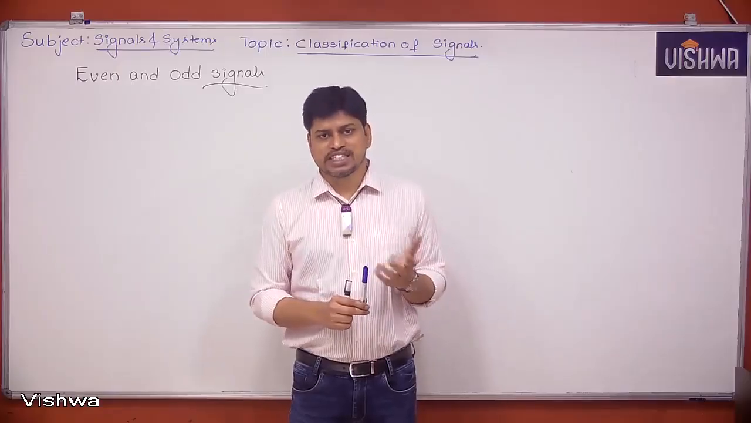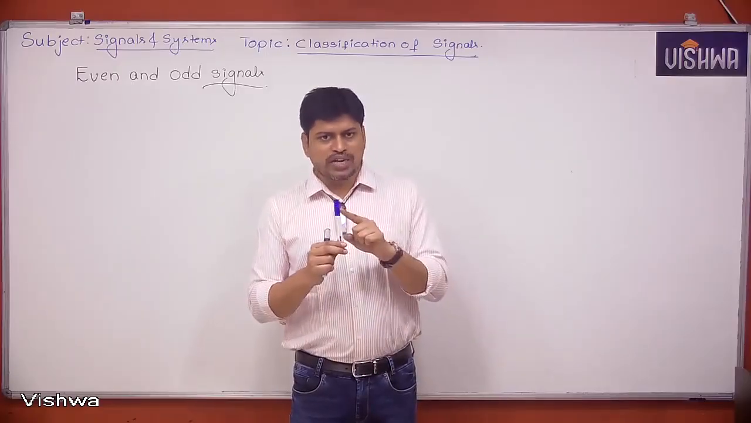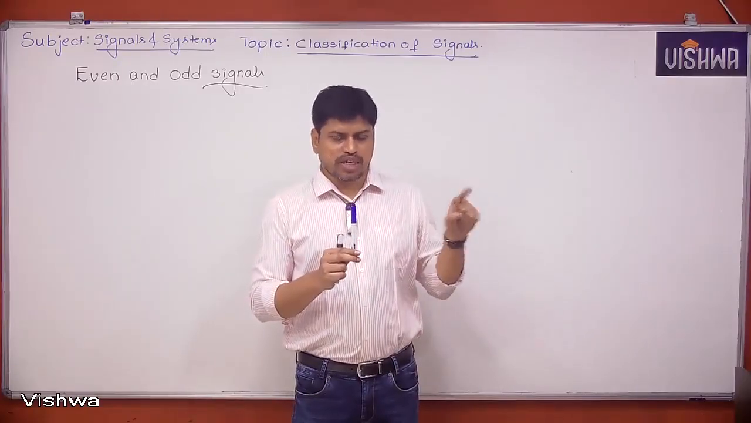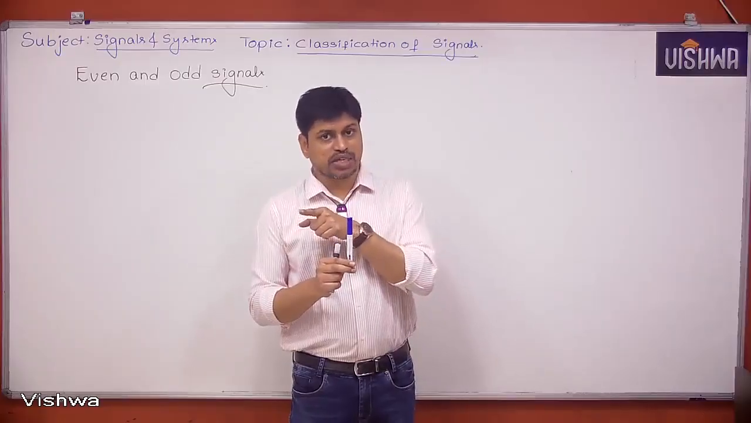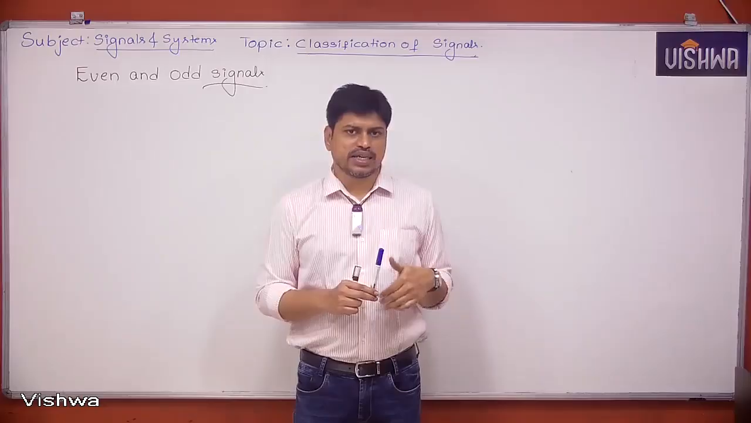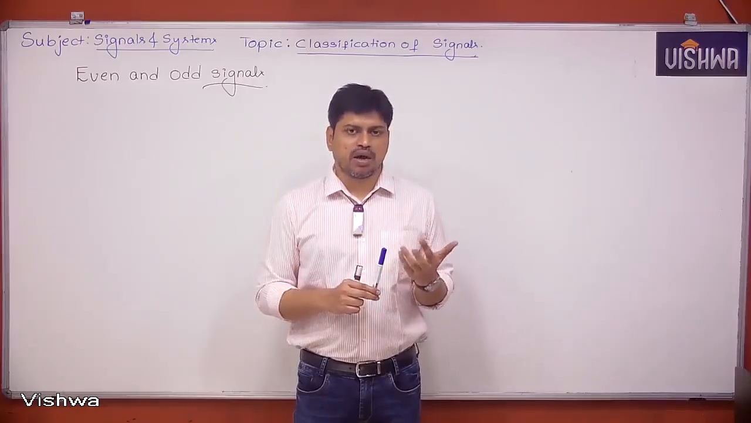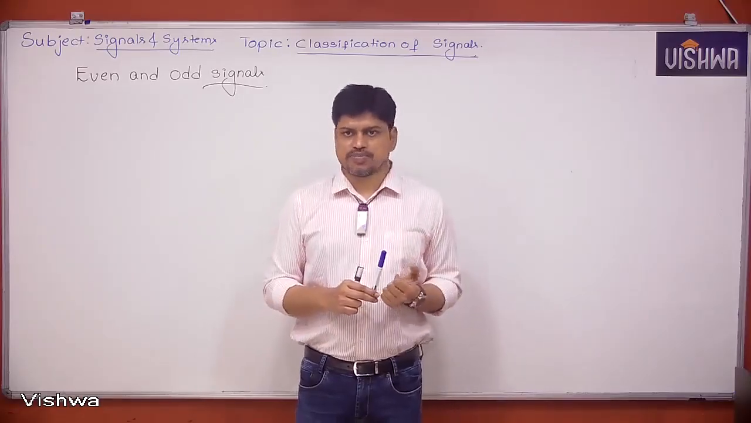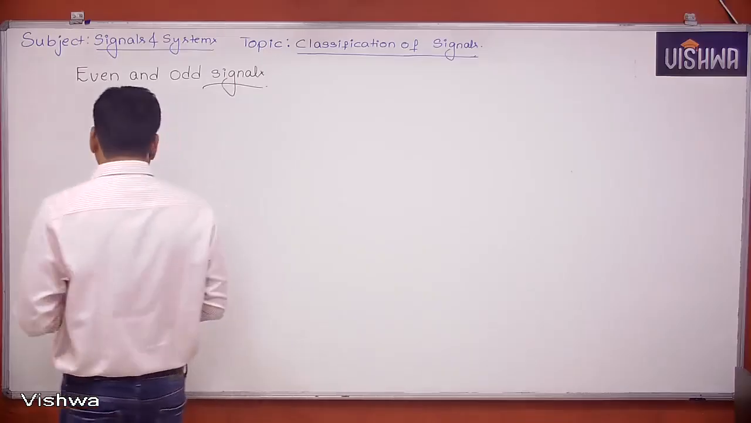What do you mean by anti-symmetric signal? Whatever the portion for positive values of time, that has to be the same for the negative values of time, but with a sign change. Then we can call that an anti-symmetric signal or odd signal. Okay, so mathematically, how can we show this?